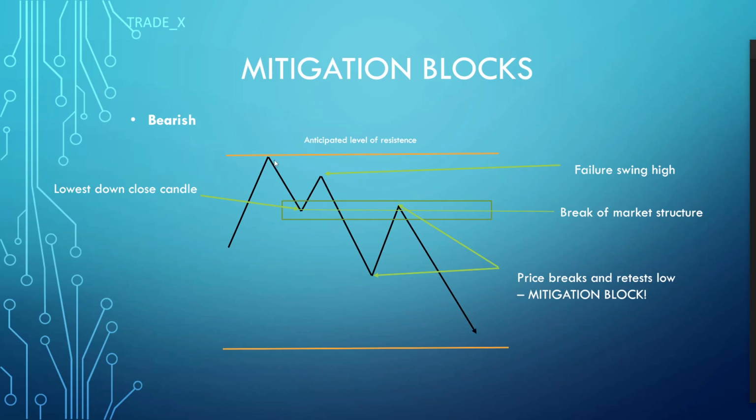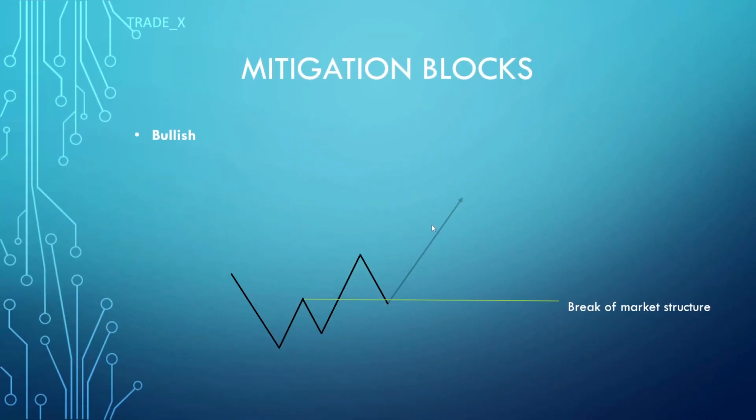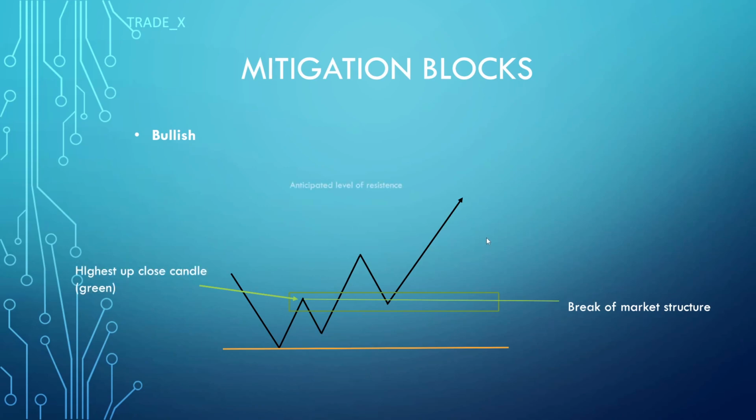Price drives up into the anticipated level of resistance, it falls back, you then get a failure swing high, it crashes through this swing low, which is a market structure shift. It then retraces back up into the lowest down close candle, and that's where you frame your entry short, right? That is a mitigation block on the bearish side. Okay, so a bullish mitigation block is obviously the reverse of that, right?